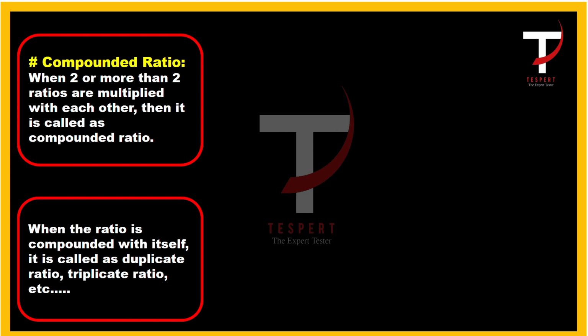Compounded ratio and triplicate ratio. What is meant by a compounded ratio? When two or more ratios are multiplied with each other, it is known as a compounded ratio. Let's say we have a by b and x by y. If we multiply these two, you can also take numerical values.